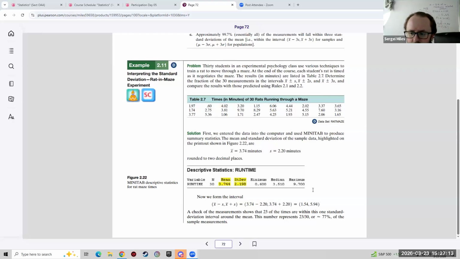But in reality, what percentage of this sample actually is in that interval between 1.54 up to 5.94? If you look, you can count, there are actually 23 different rats that are in this interval, and 23 out of 30 is approximately 77%. So that is different from the 68 percentage, right? This also highlights the empirical rule. It's not an exact science. This is just giving us an approximation for what is happening.